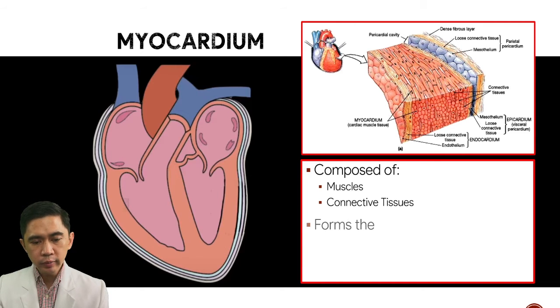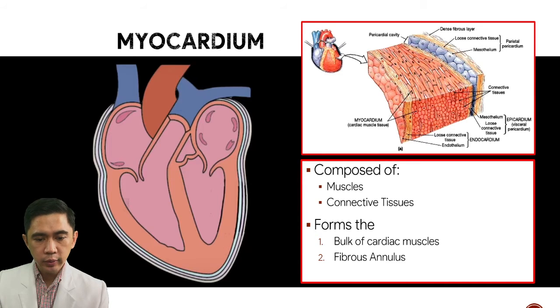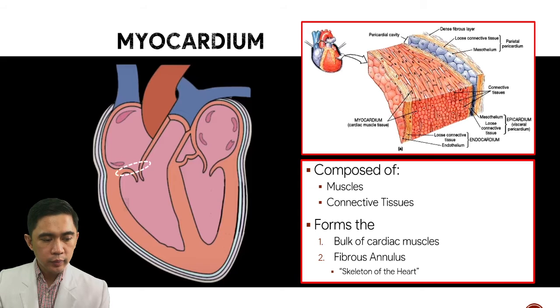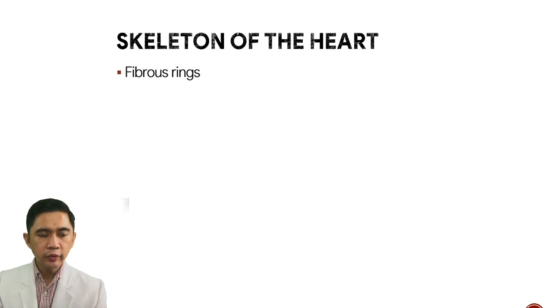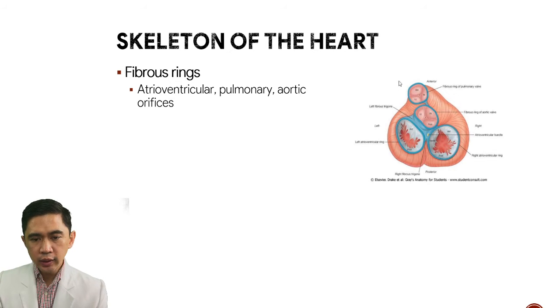The myocardium, this one, is composed of muscles and connective tissues. The myocardium forms the bulk of the cardiac muscles, as well as a fibrous annulus, which is what we call the skeleton of the heart. So earlier, I always stress that there is a fibrous ring all over the valves. We call it the annulus fibrosus. Seen here, here, here, and here. These are actually fibrous rings which are found in the atrioventricular, pulmonary, and aortic surfaces, seen in blue in this figure. It supports the valves.